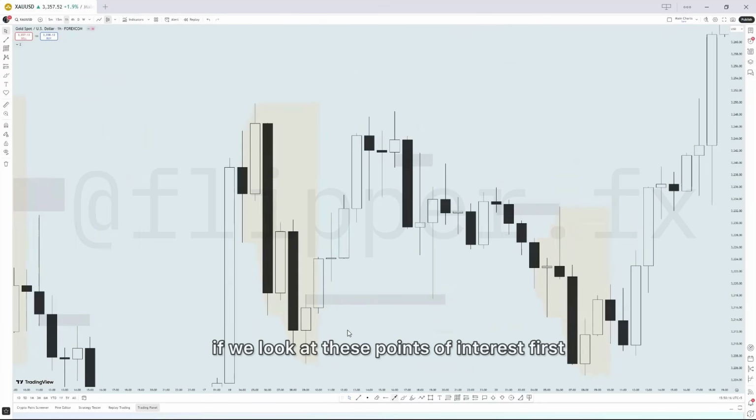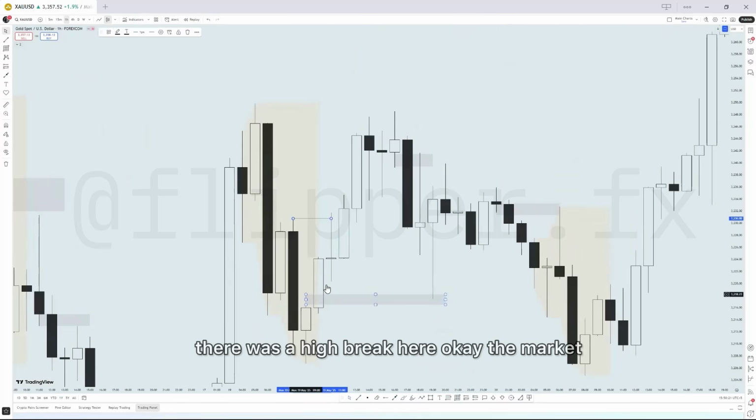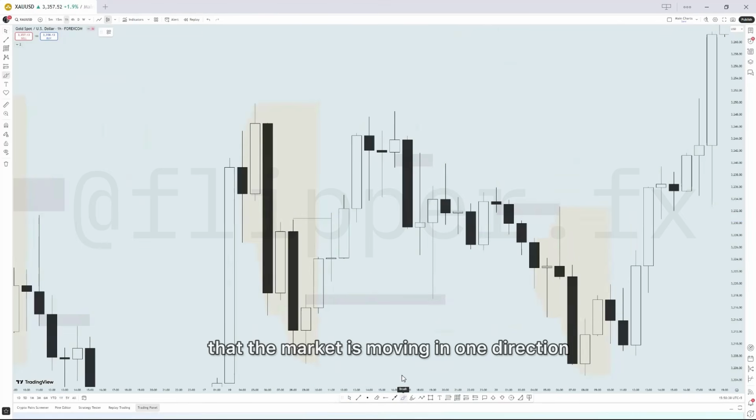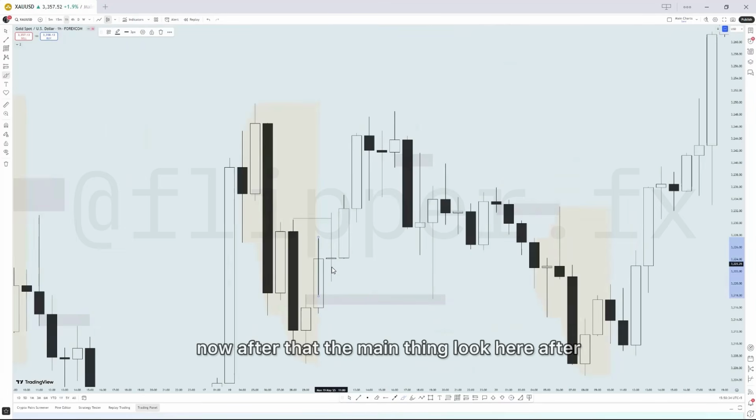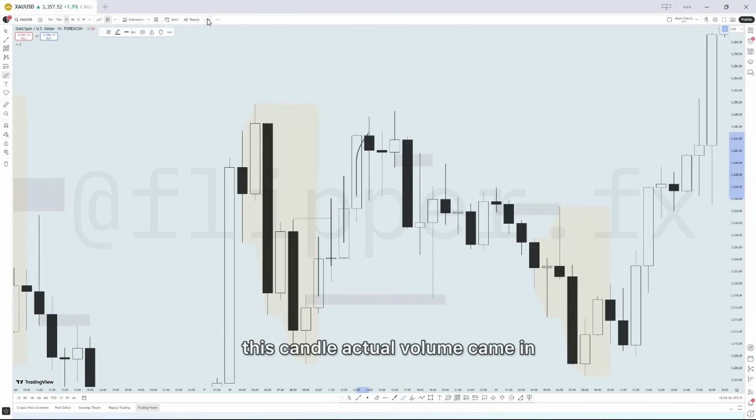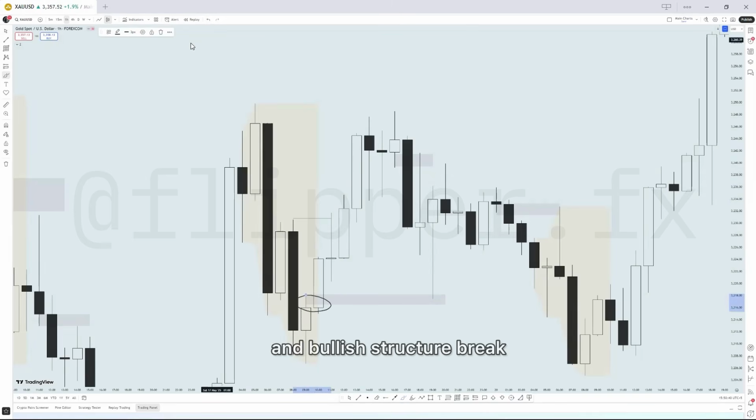If we look at these points of interest, first there was a high break here. Okay, the market was imbalanced. Look here, the imbalance is that the market is moving in one direction. Now, after that, the main thing, look here, after this candle, actual volume came in, which gave us the bullish move and bullish structure break. That volume came after this candle.